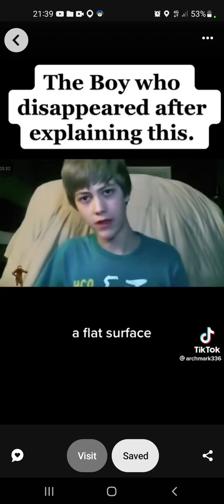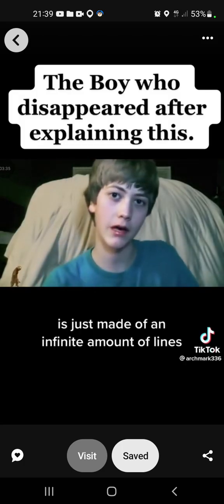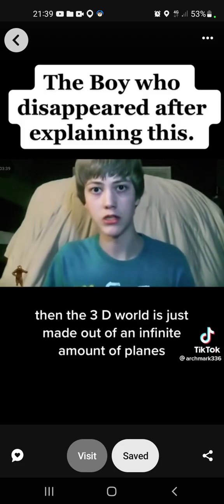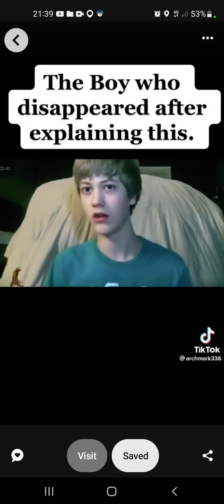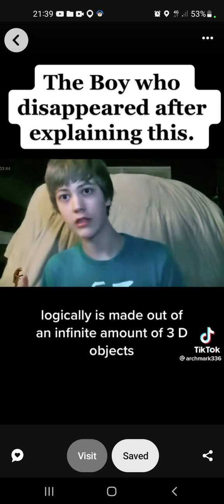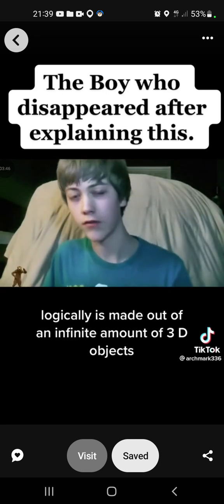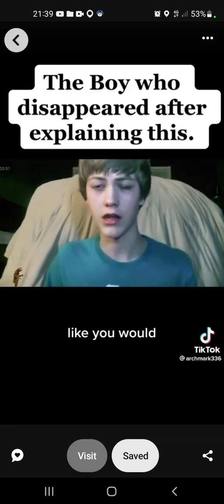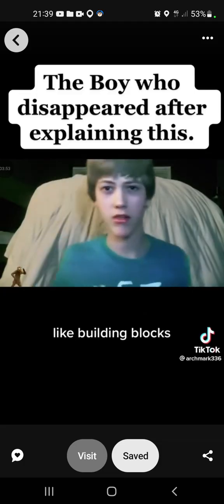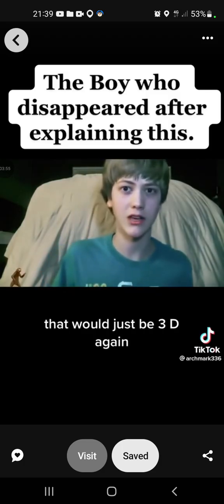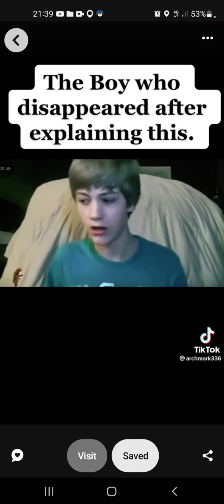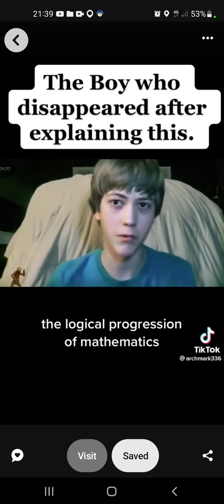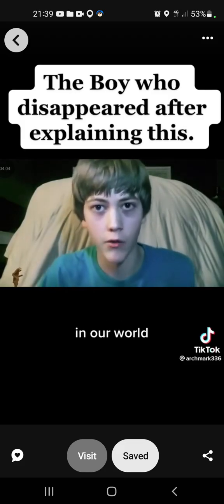So if a two-dimensional world, a flat surface, is just made of an infinite amount of lines, then the 3D world is just made out of an infinite amount of planes. So the 4D world, logically, is made out of an infinite amount of 3D objects, though they're not just put together like you would with building blocks. That's not how the 4D world is. That would just be 3D again. So in order to understand this, we need to understand the logical progression of mathematics in our world.